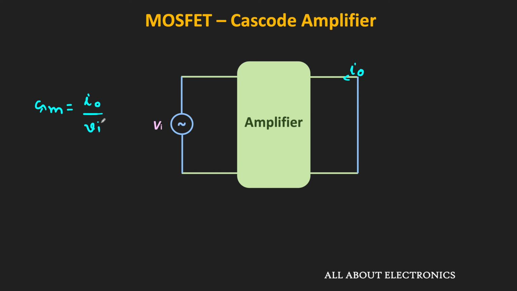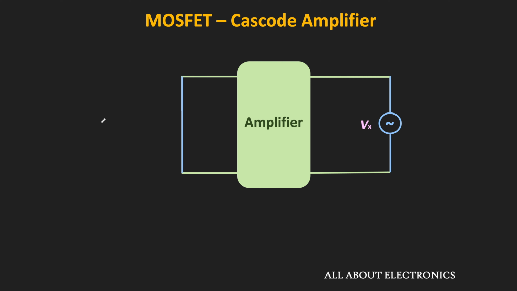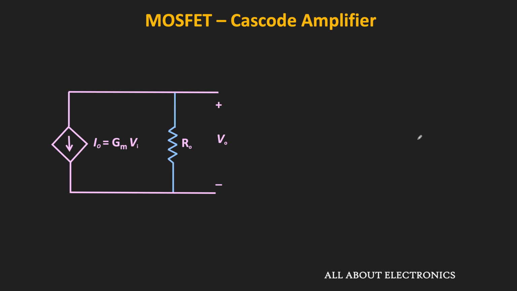Similarly, to find the output resistance of this amplifier, we can consider this input as 0 and we can apply a test voltage at the output side, and the ratio of this test voltage to the test current will give us the output resistance. And in fact, we already found the output resistance of this cascode stage. So once we find this output resistance and the transconductance of this overall amplifier system, then the equivalent output stage of this amplifier can be represented like this.